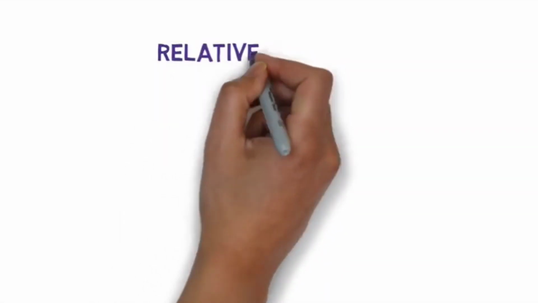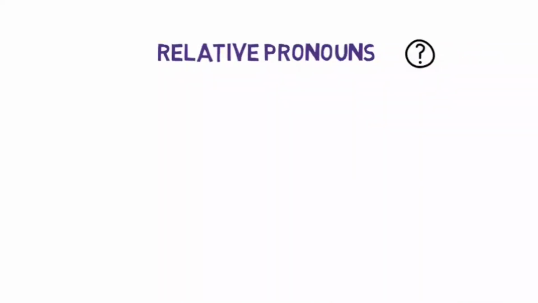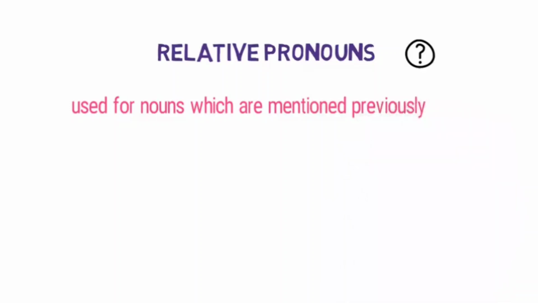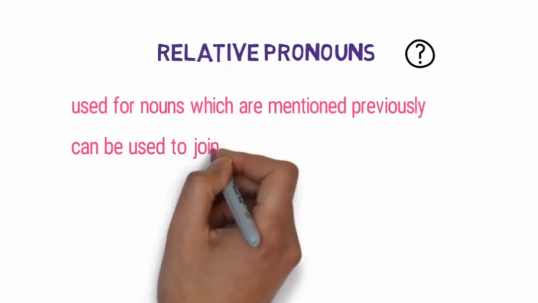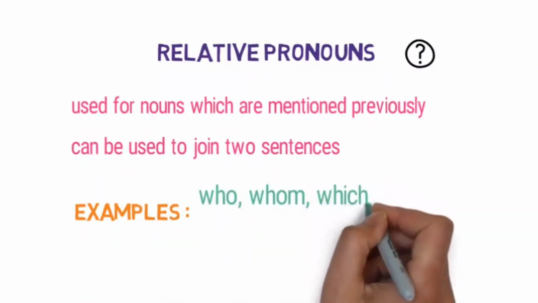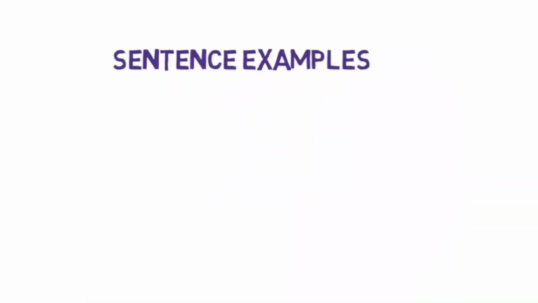Now let's look into the next category of pronouns, relative pronouns. Now what are relative pronouns? They refer to nouns which are mentioned previously. They may be person, place, thing or idea. They can be used to join 2 sentences. Examples of them are who, whom, which, whomsoever, whose. Now let's look into the sentence example of them.